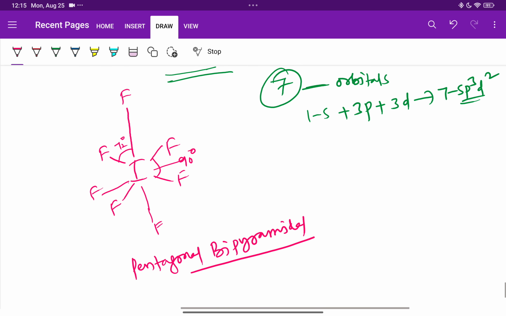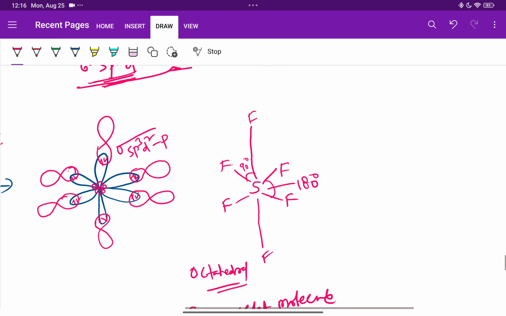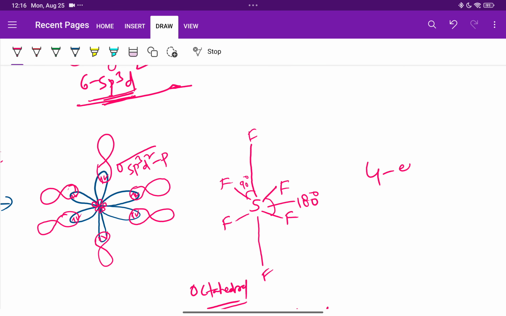In IF7, 5 equatorial fluorines and 2 axial fluorines, and at the same time in SF6, 4 equatorial fluorines, 2 axial fluorines. So this is what hybridization is, in my terms.